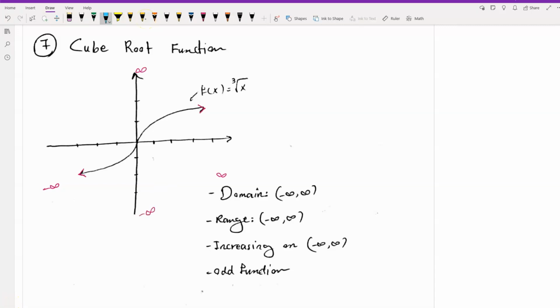And this graph is increasing from negative infinity to positive infinity. And here again, we have an odd function.